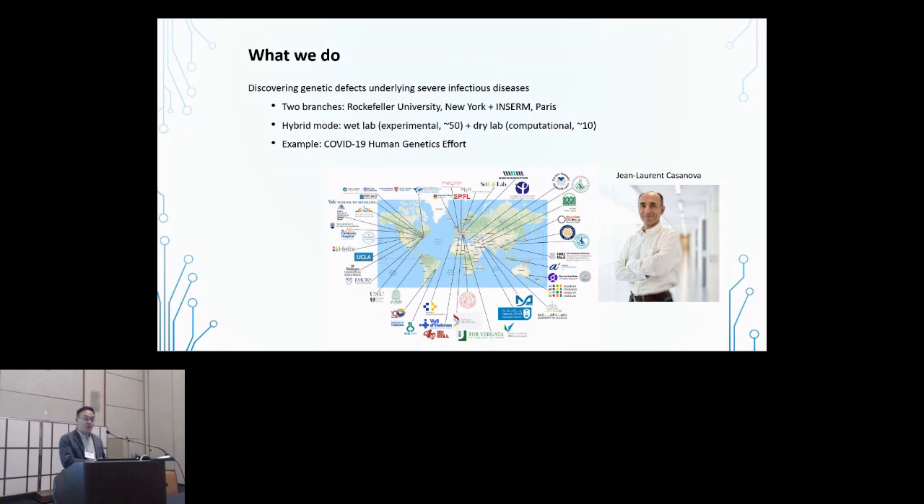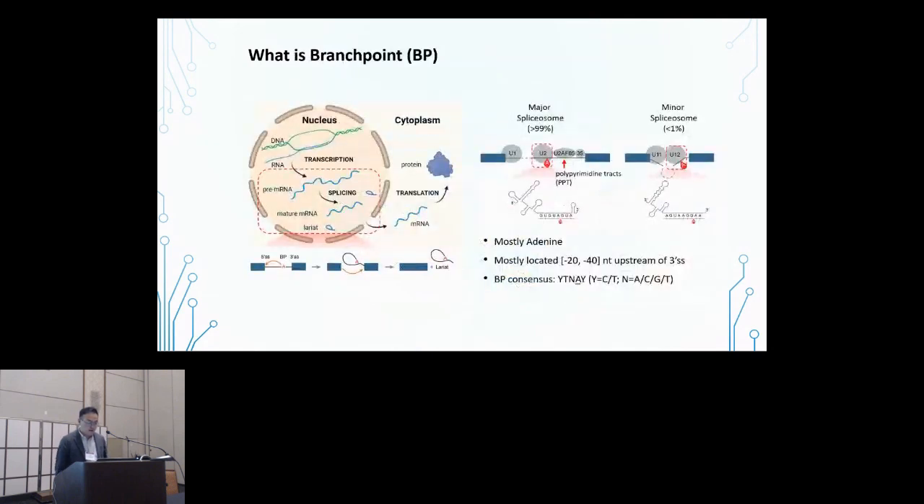Sometimes the wet lab people can bring us questions, and we can bring them computational findings for validation. So it's really a great hybrid. One example is since COVID-19, we collected severe patients globally under this human genetic effort. We are studying the genetic defects of these patients with life-threatening infections. Today, I'm presenting one project from the dry lab.